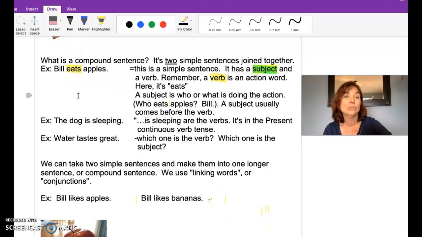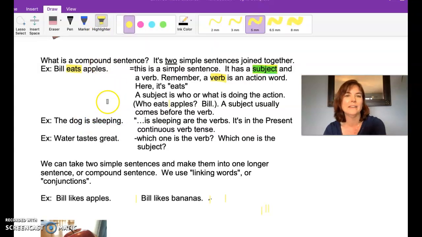Here's another good example. The dog is sleeping. Now here you'll notice that there's two verbs, is sleeping. Those are the two verbs that we use. And it is in the present continuous verb tense. That's okay. Where is the subject here? The dog is the subject, yeah.